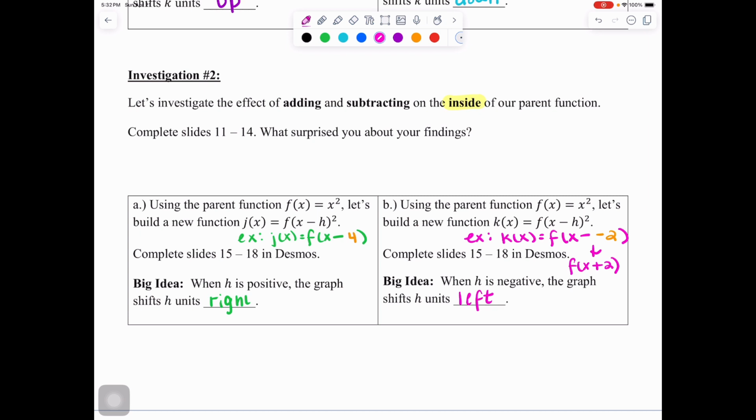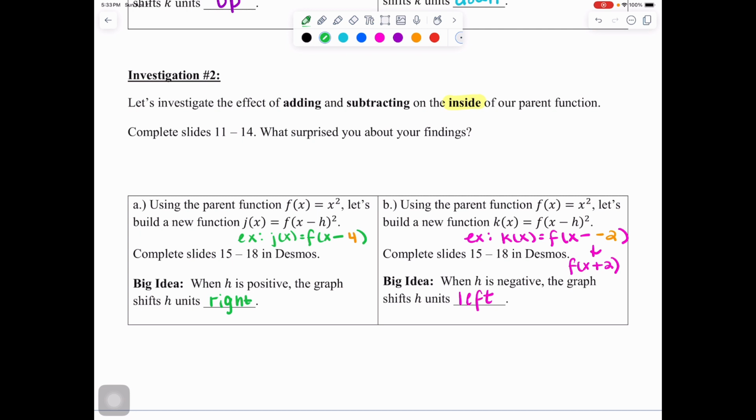Using the parent function f of x equals x squared, let's build a new function j of x equals f of x minus h squared. When you did this investigation, when you dragged the slider to an h value that had a positive number, that really makes it minus inside of the parentheses. So x minus 4 actually moves the graph to the right 4 units. A subtraction inside the parentheses actually means you're going to the right.